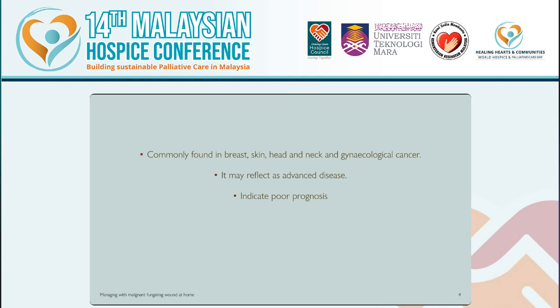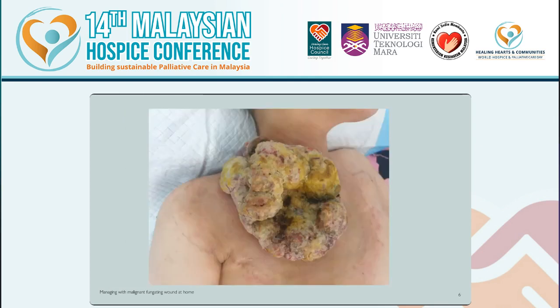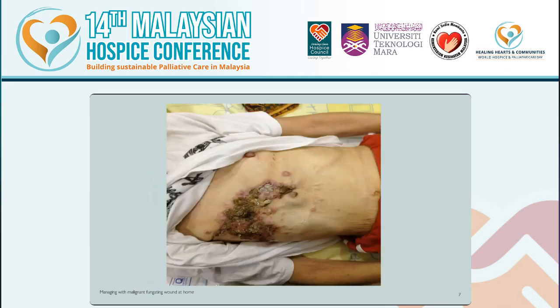There are two types of wound, which is cauliflower appearance and also ulcerative type. I'm going to show you the example of these both types. Here is the cauliflower type, and this is the ulcerative type.